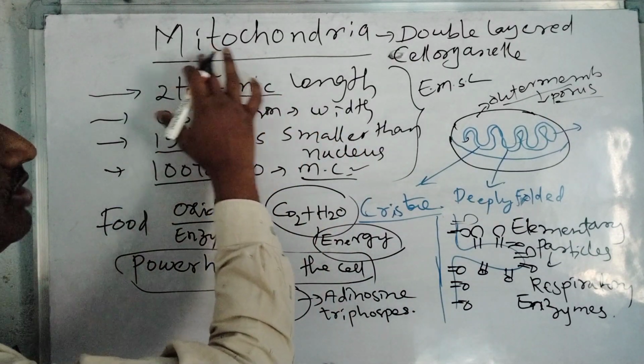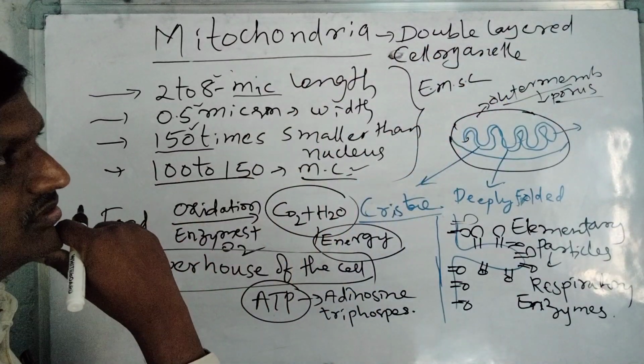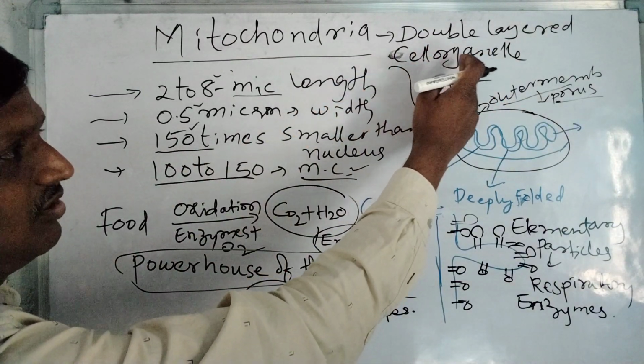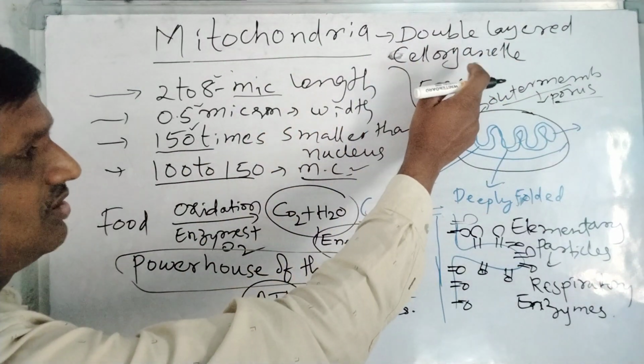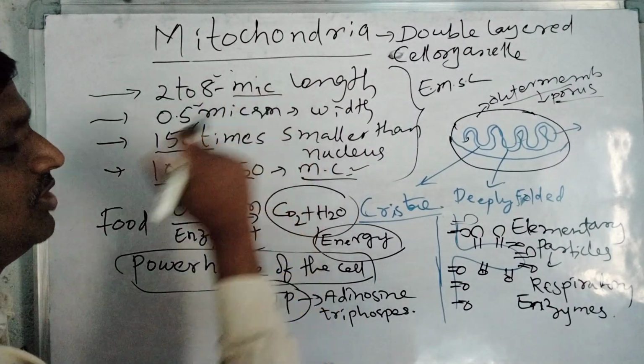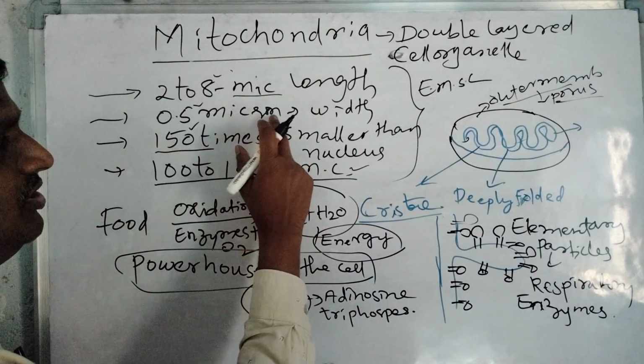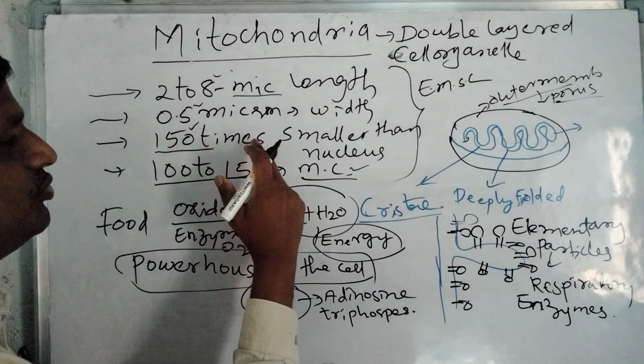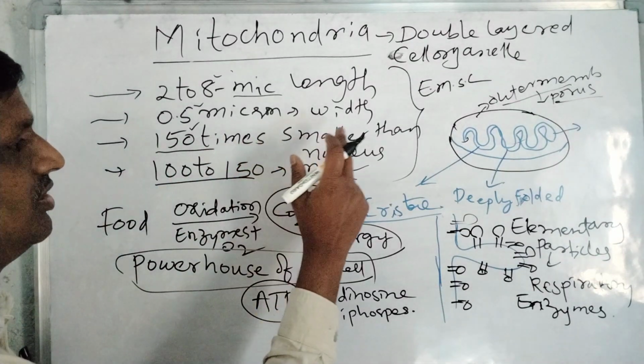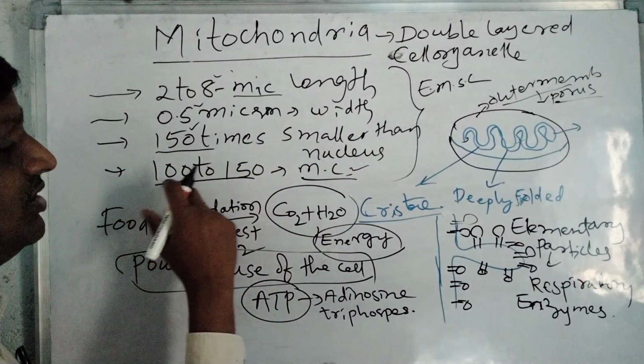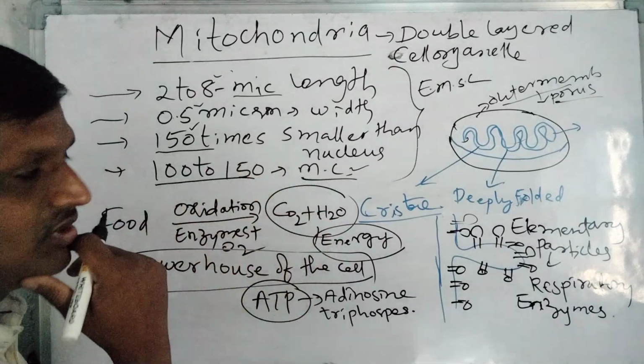Very most important, mitochondria is a double layered cell organelle. Its length is 2 to 8 microns. Its width is 0.5 microns. It is 150 times smaller than the nucleus. In each cell there are 100 to 150 mitochondria present.